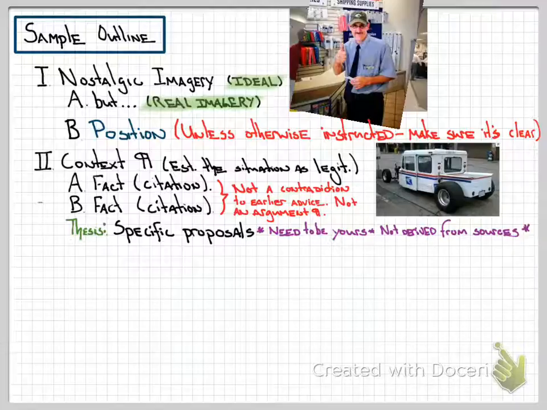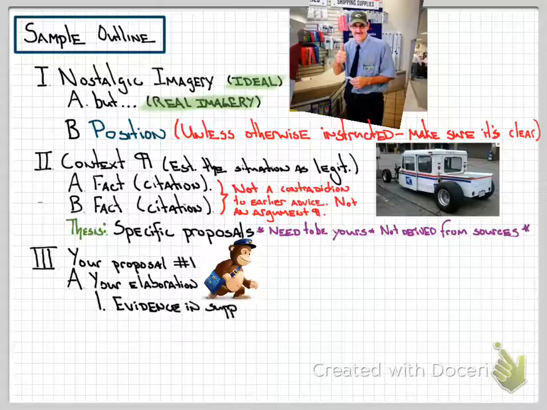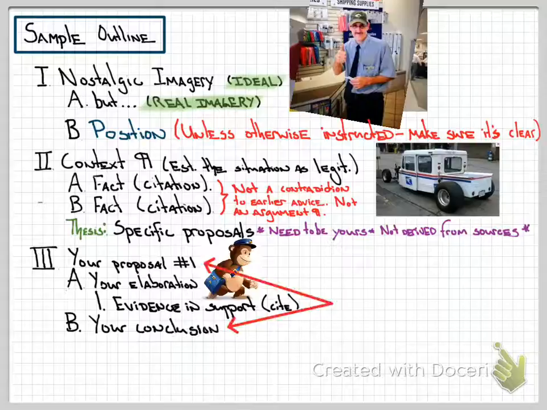Now, AP doesn't really care what your proposal is so long as you can defend it with the required sources. If you propose that there are great advantages to having trained monkeys deliver mail, go for it. Just elaborate on your own idea and then defend it with support from a source. After giving support, tie it all together with your own conclusion.